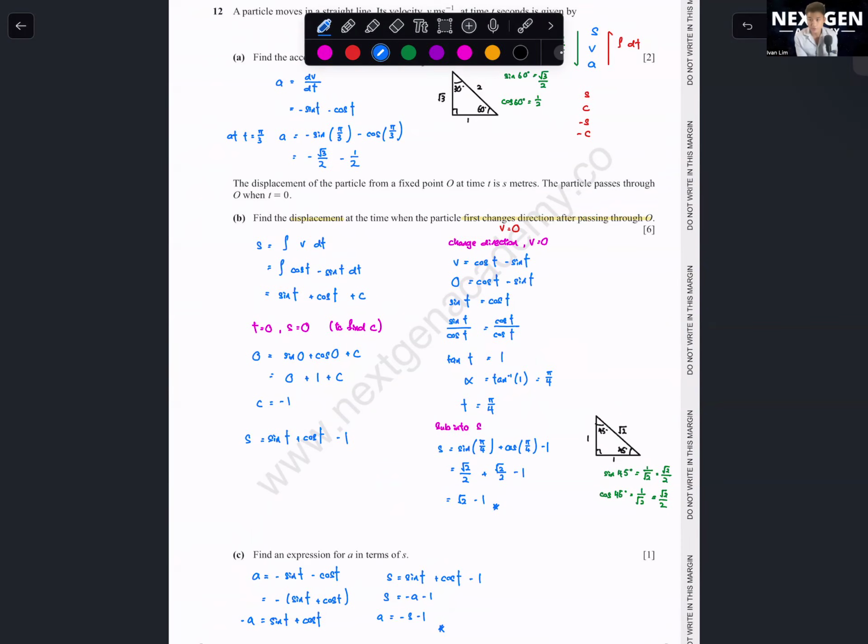Kinematics questions are a lot easier. Okay lah, I think it's just different. Oh, yeah, just different.